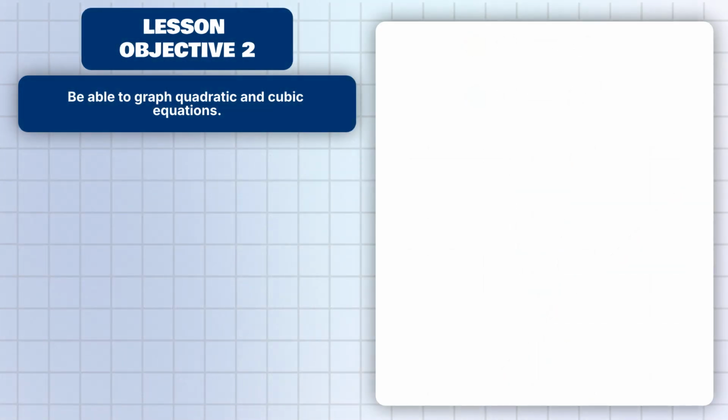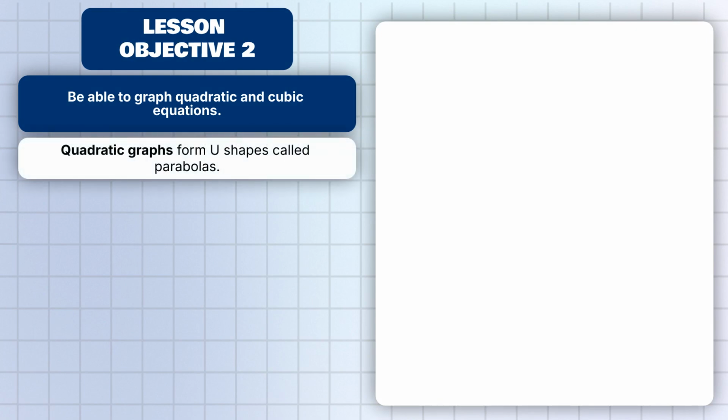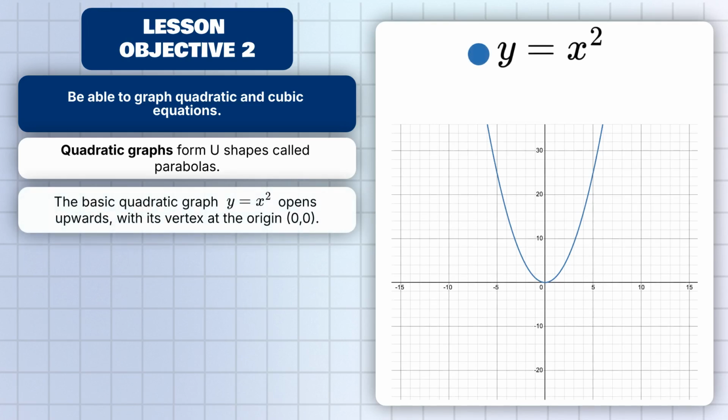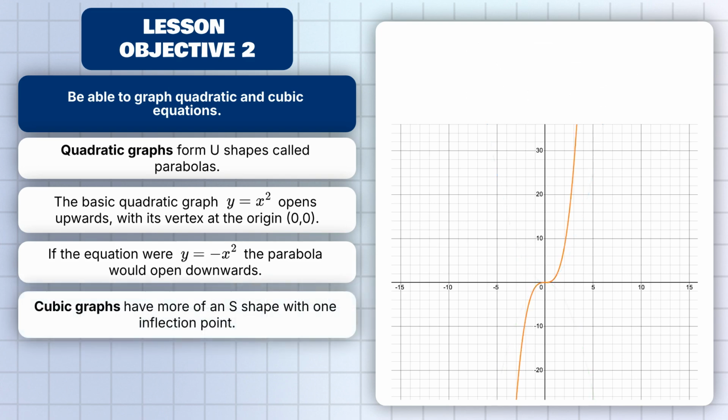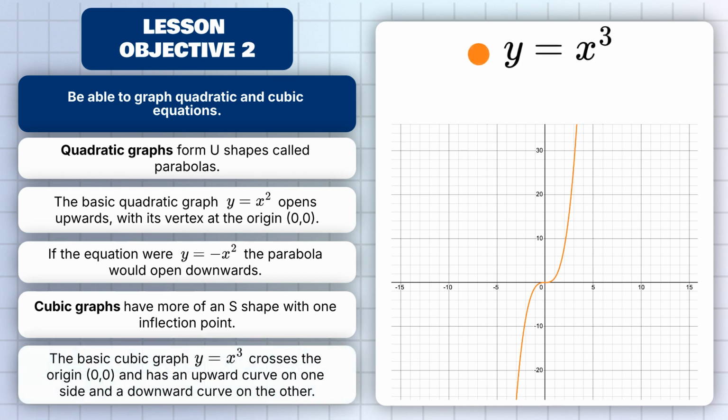Let's understand the general forms of these graphs. Quadratic graphs form U-shapes called parabolas. The basic quadratic graph y equals x squared opens upwards with its vertex at the origin 0, 0. If the equation were y equals negative x squared, the parabola would open downwards. Cubic graphs have more of an S shape with one inflection point. The graph of y equals x cubed crosses the origin and has an upward curve on one side and a downward curve on the other. A negative coefficient, such as in y equals negative x cubed, would flip this curve.